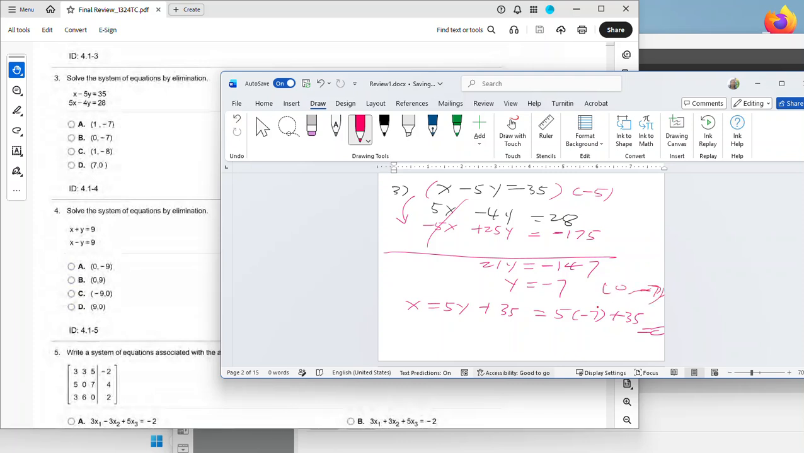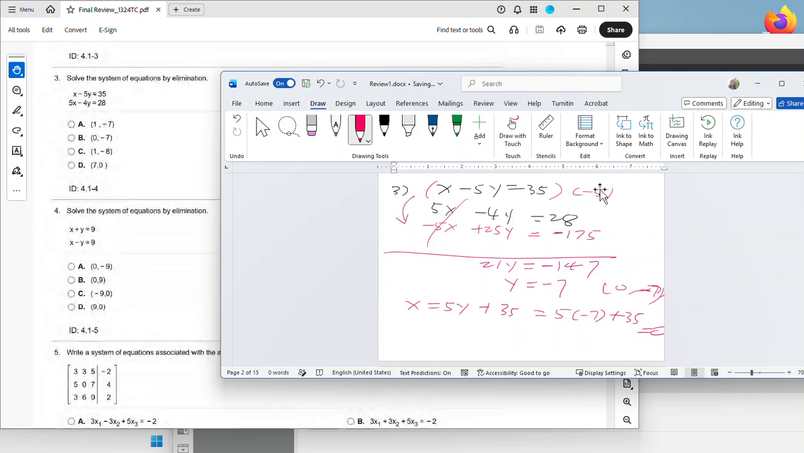Okay, so you can use the substitution method, or you can use the elimination method. If you want to use the elimination method, you have to have an exact opposite. Look at this one, positive y, negative y, so you can cancel it out. This one, if you do not have an exact opposite, you need to multiply by a number, the LCM, the least common multiple, in order to make it the opposite.